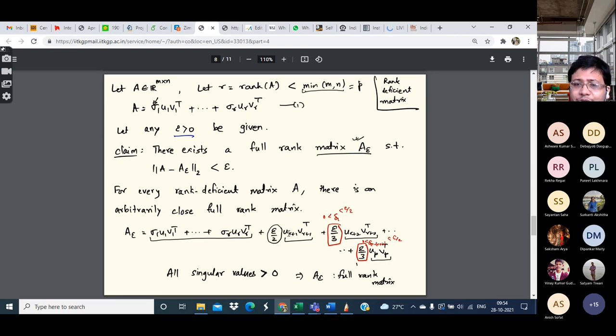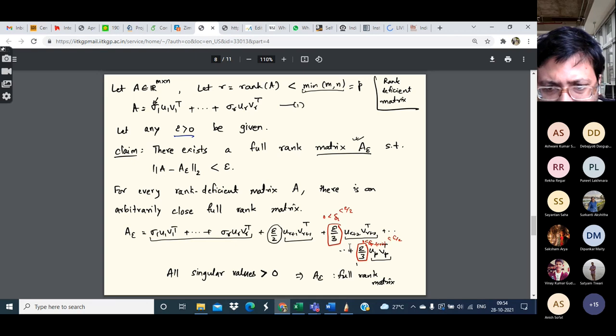So we are creating A_epsilon as a matrix whose singular values are sigma_1 up to sigma_r. After that there are subsequent singular values epsilon by 2, epsilon by 3, etc., all the way up to epsilon by p, where p is the maximum possible rank of this matrix.